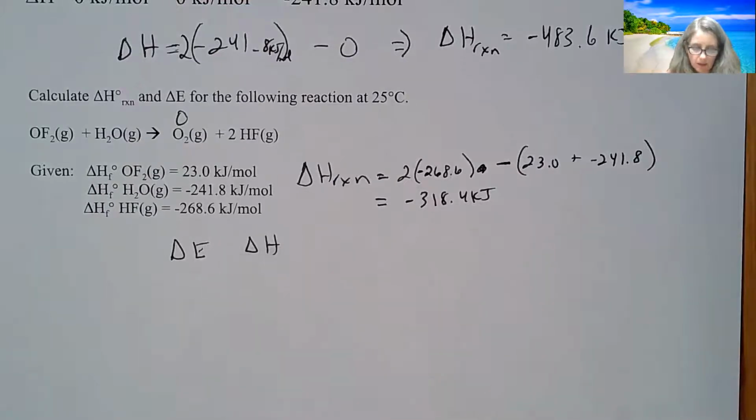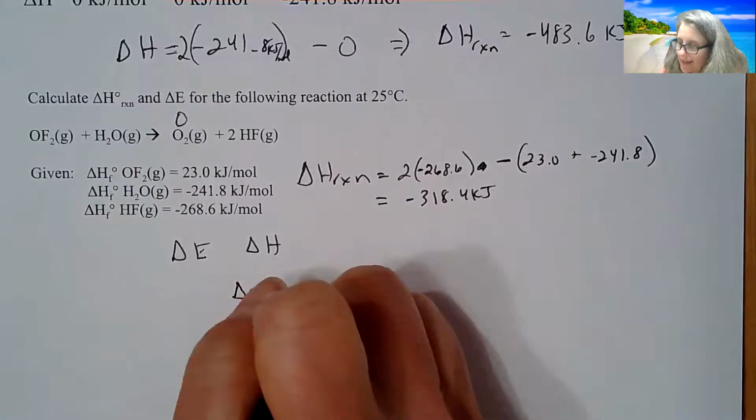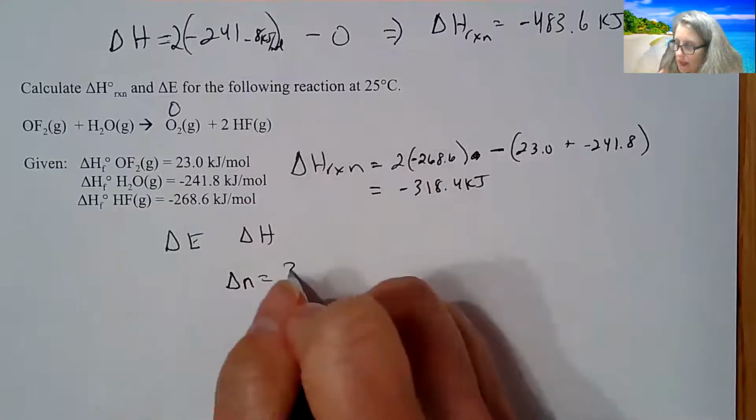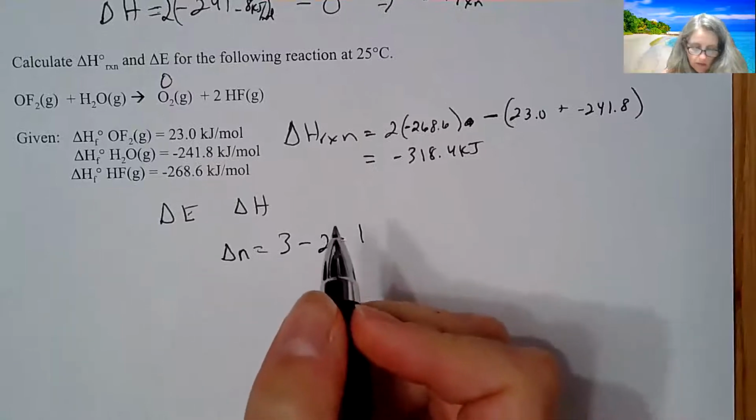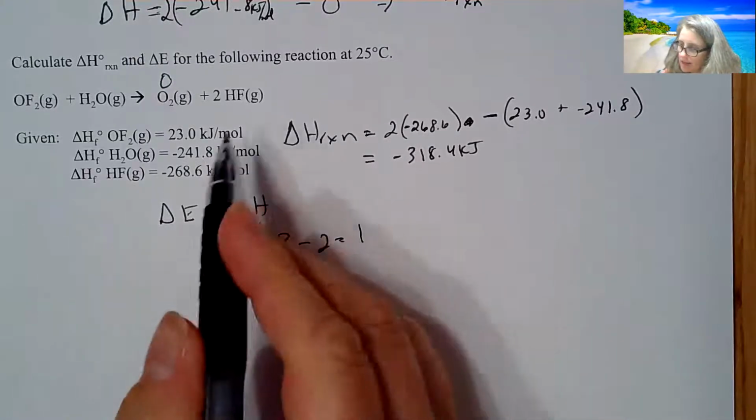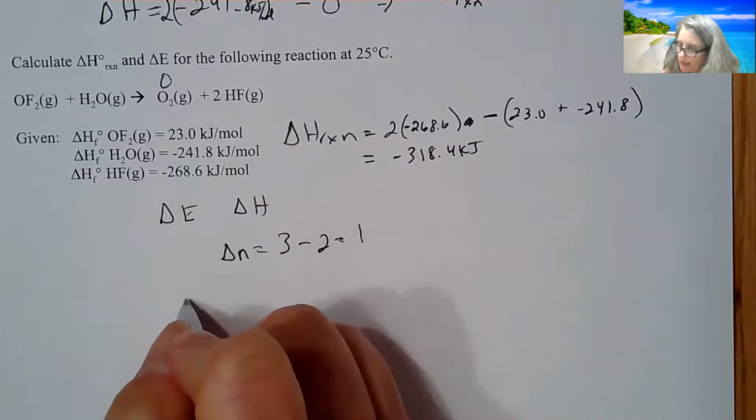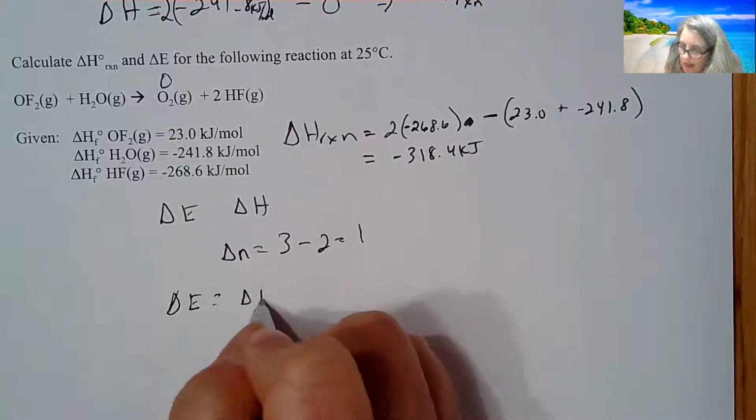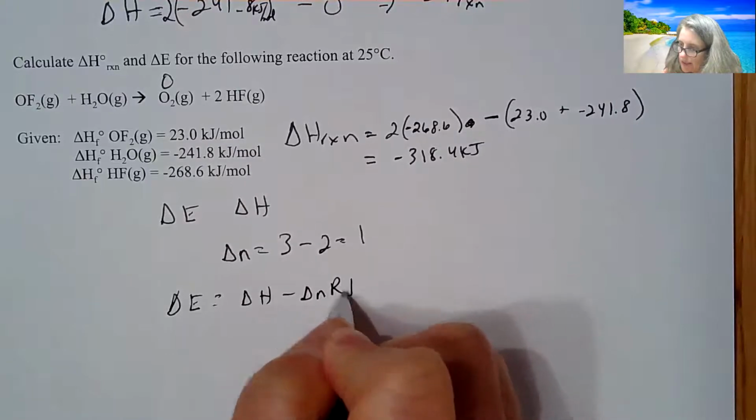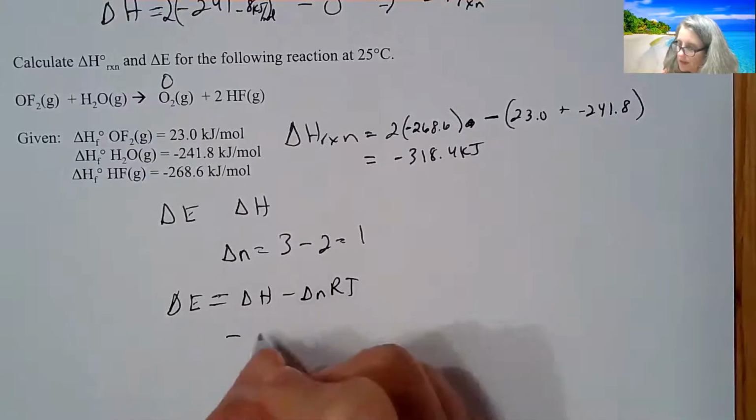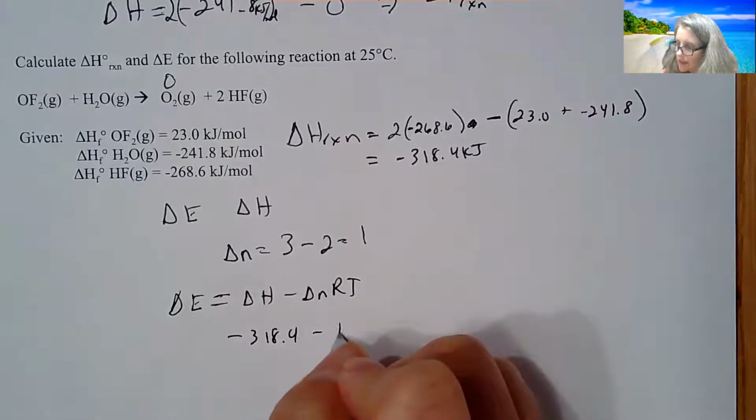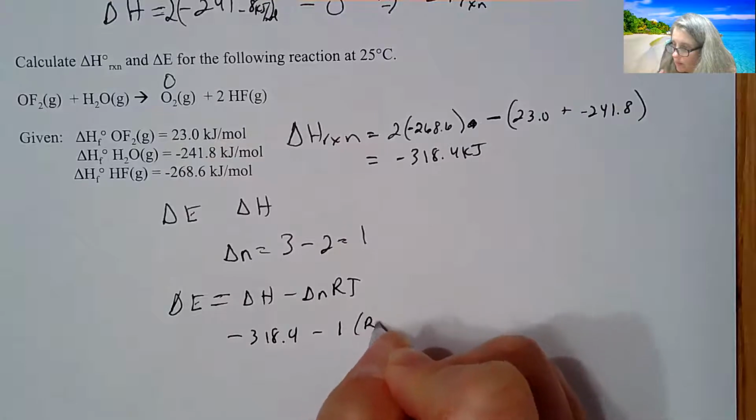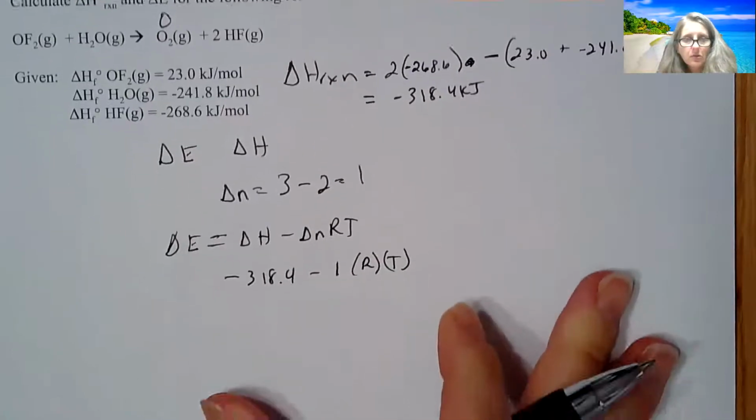Okay. So then the more interesting question is, of course, the delta E versus delta H. So what is your delta N here? I have 3 moles of gas on the product side, and I have 2 moles of gas on the reactant side. So I have a 1 associated there. So if my delta E is equal to delta H minus nRT, my delta H is negative 318.4, and I know my delta N is positive 1, so whatever the R and the T happen to be.